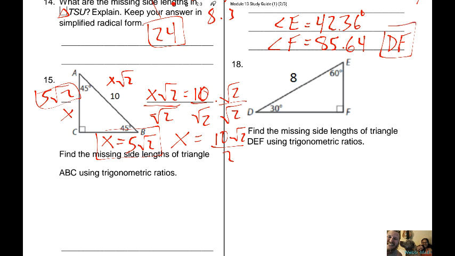Find the missing side lengths of the triangle DEF using trigonometric ratios. Well, this is a 30, 60, 90, so yeah, it's not that bad. So I'll tell you what. We already know that this guy is 2 times whatever our leg is, and you solve for x, and you find out this guy's 4. Since that guy's 4, you know that this guy is just 4 times the square root of 3.